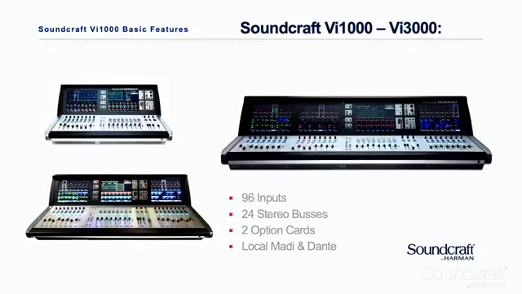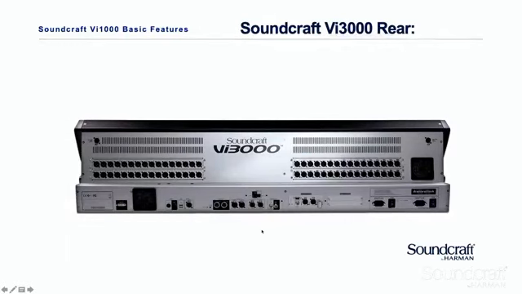Just going to skip forward. So this is the rear of a VI3000. We're going to take a closer look at this in a moment. On the left hand side we've got outputs and inputs. We can also change the configuration of those top cards, so the actual physical analog ins and outs is something that we can change. Then we've got some digital AES in and out. We've got MADI and Dante in and out, clocking in and out. And then two option cards on the right hand side there, if you can see my pointer.